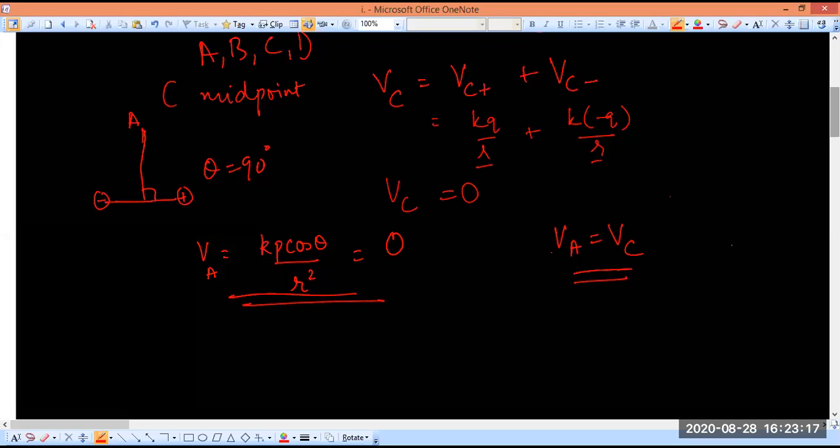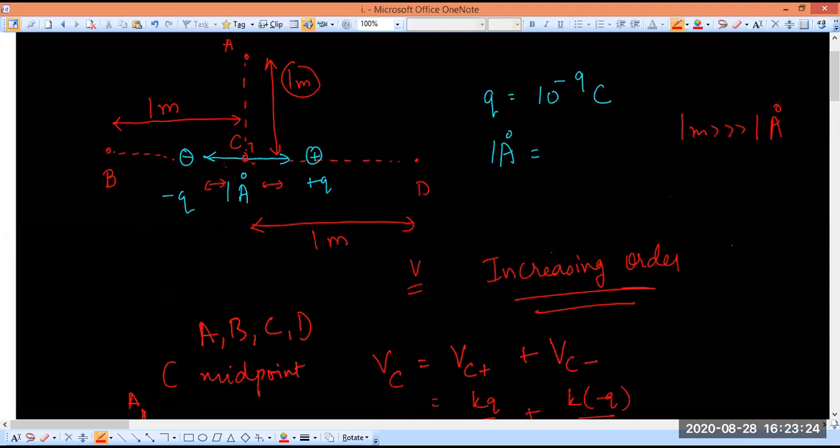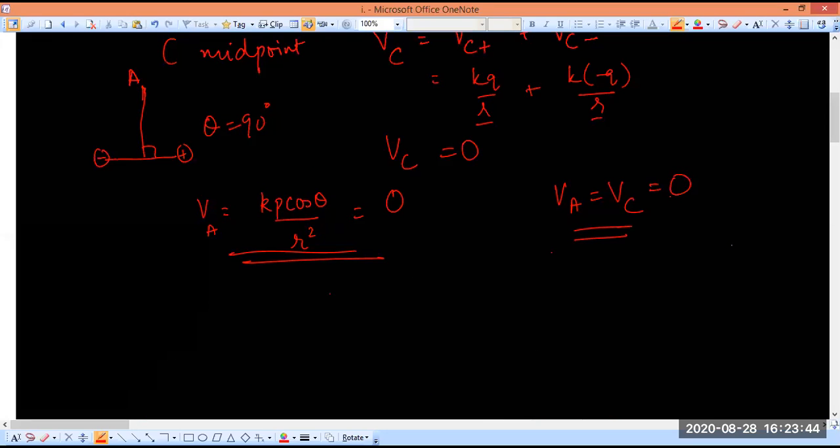Now we go to B and D. Both of these are 0, right? Actually, if you want to find it for B and D, you can do it using formula. But right now it is only about increasing order. Then obviously D is on the positive side, close to the positive charge. That's why potential at D will be positive, right? Potential at D is greater than 0.